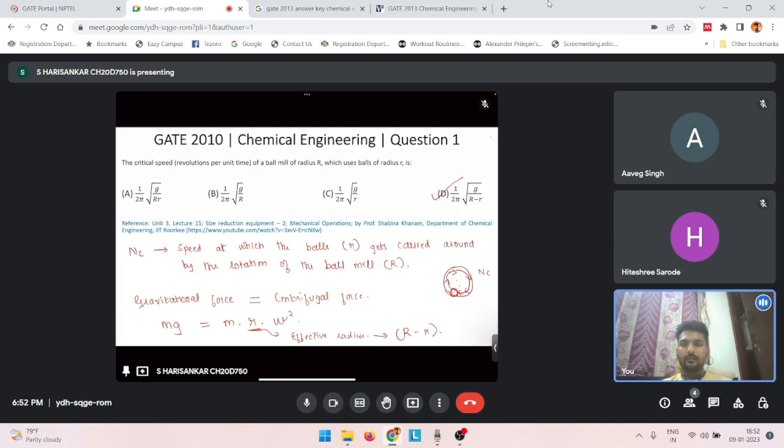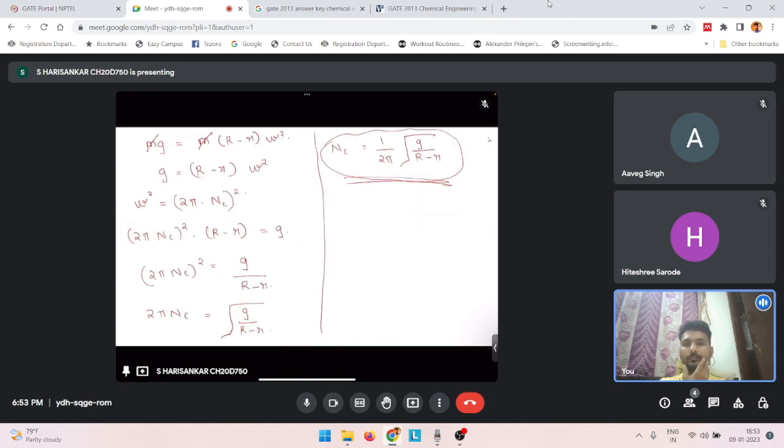Right. So I hope this was understandable. Basically what we did was take the force balance between gravitational force and centrifugal force, because these two forces will be equal at critical speed, and using this force balance we derived the equation for the critical speed, which comes out to be 1 by 2 pi root of g by (R minus r).